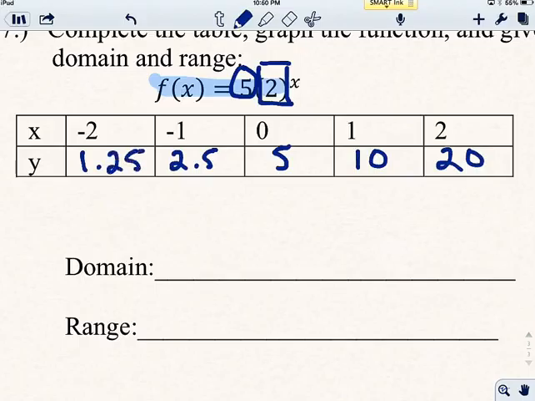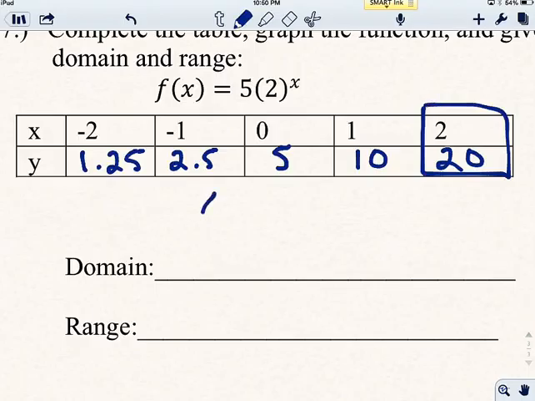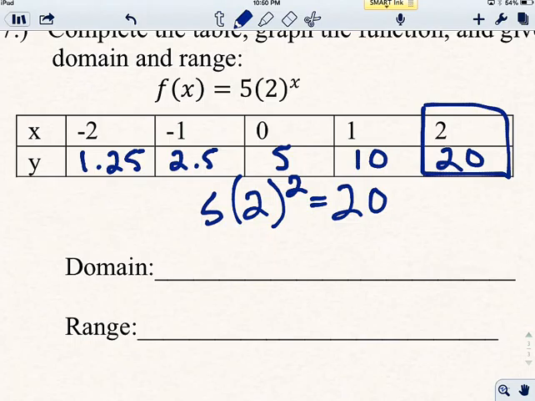Now you could have done that in your calculator, and that'd be fine. The other way that a lot of people really like to do this is just to take your function, 5 times 2 to the x, and you can plug any x value into your calculator. So if you want to know the value right here where x equals 2, I can take 5 times 2 to the second power, and we'll see that 2 to the second power is 4, and 5 times 4 is 20. Or you could just punch it in your calculator, and we would get 20. So that's fine. You can do that for the whole table. Okay, so now we've got our table.